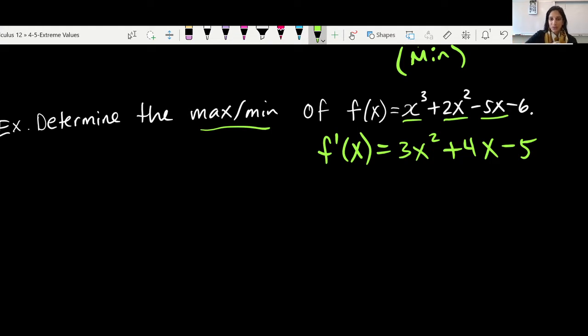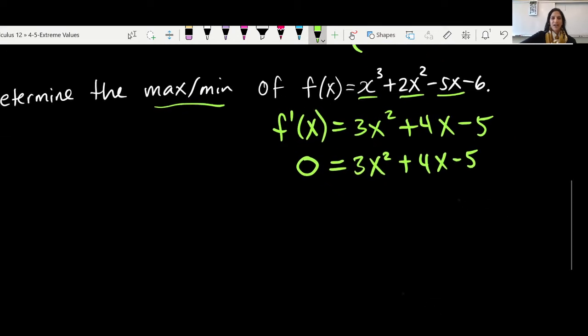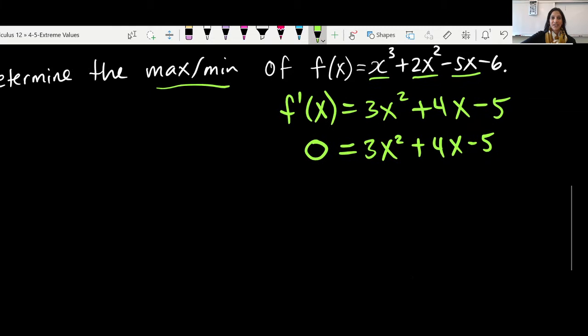So again, we would want to set our critical values, or set our derivative equal to 0. And we would have 0 equals 3x squared plus 4x minus 5. So now, in an ideal scenario, this would factor out perfectly. And oftentimes it does, but I've chosen one where it doesn't, just so we get to brush up on some old skills. So we do have a quadratic here, but we're not able to factor it.